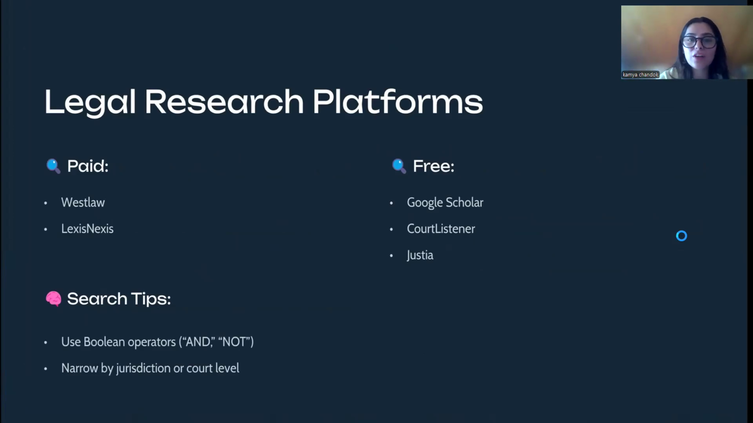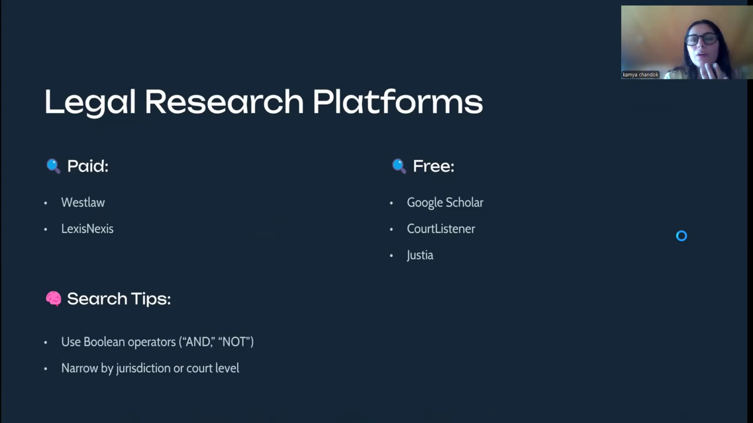When we talk about your free platforms, we have Google Scholar, which is great for finding case law when you don't have a paid subscription. Then you also have CourtListener, which is a non-profit project that offers free legal opinions and filings. Then you have Justia. This is extremely useful for statutes, case summaries, and free legal information.